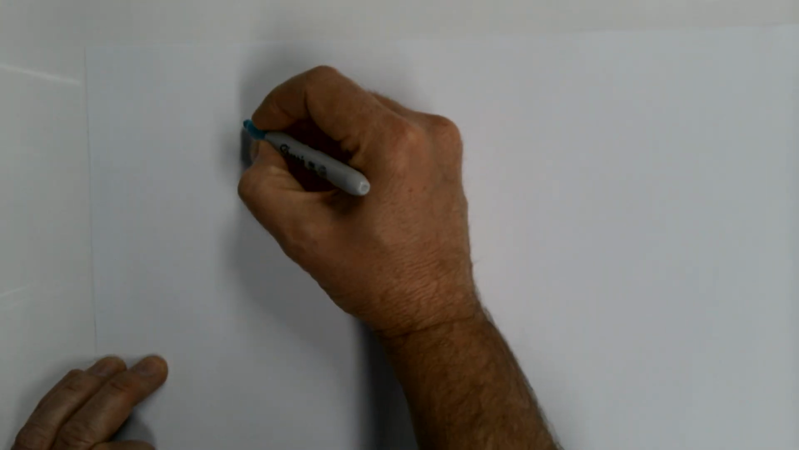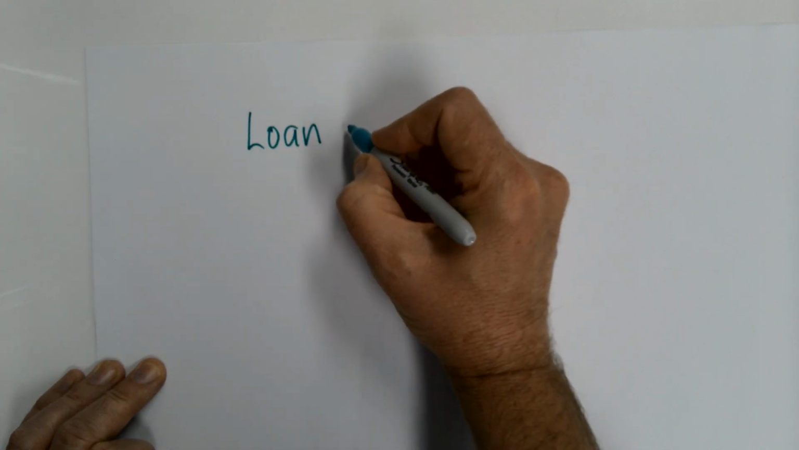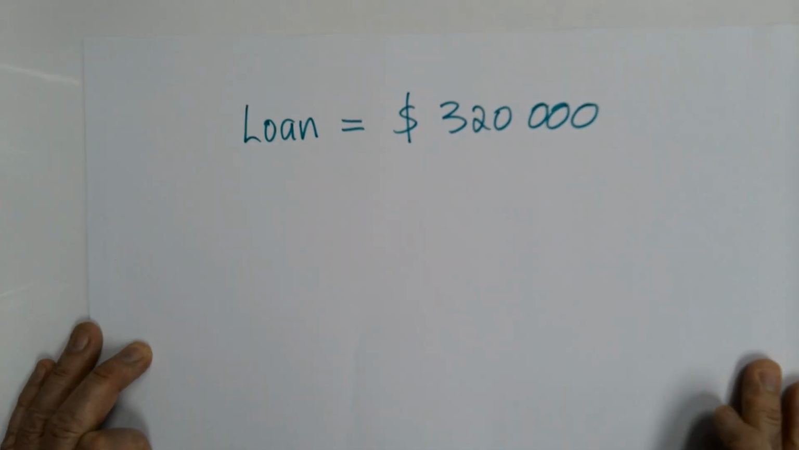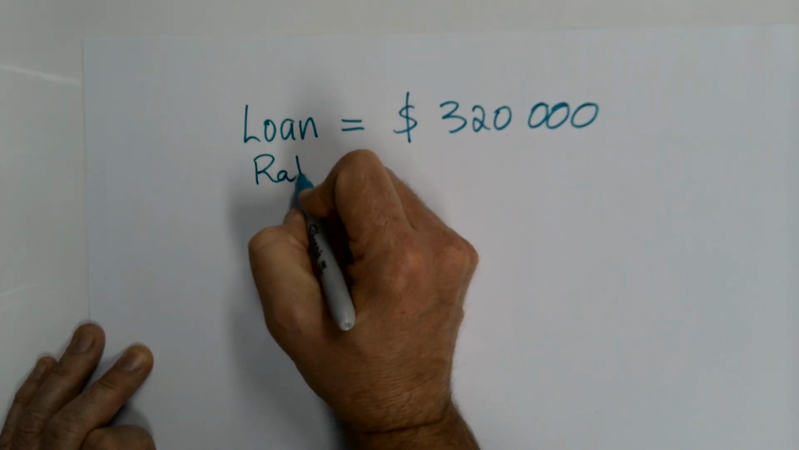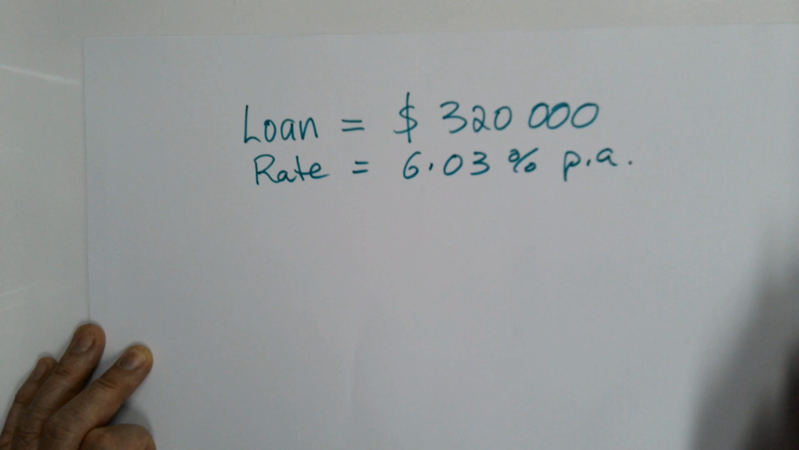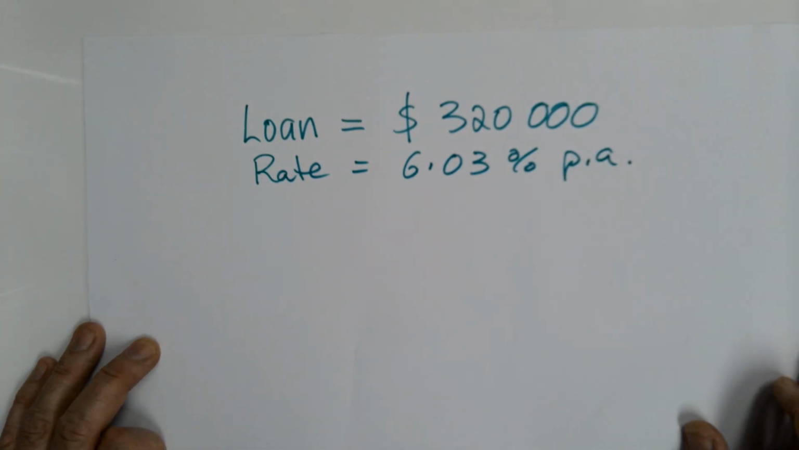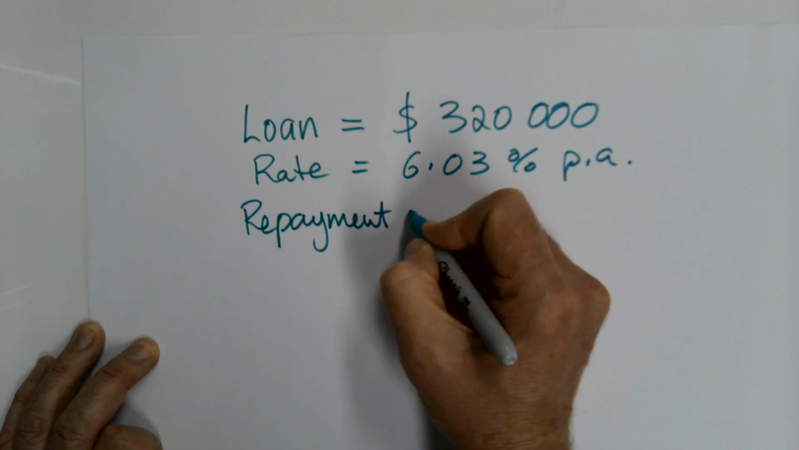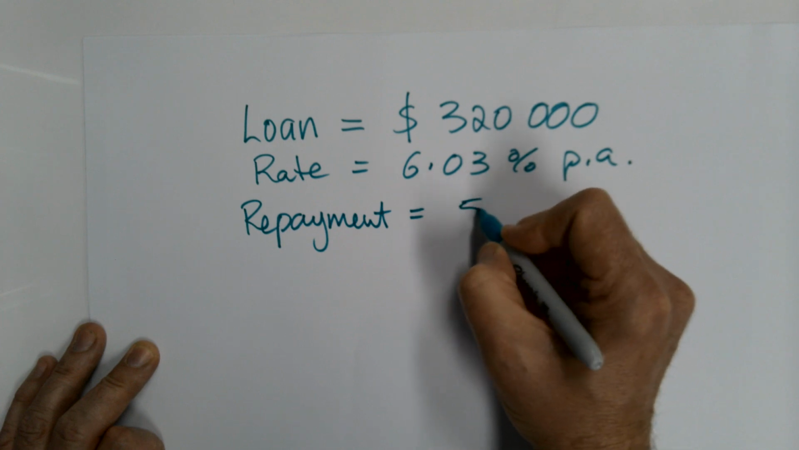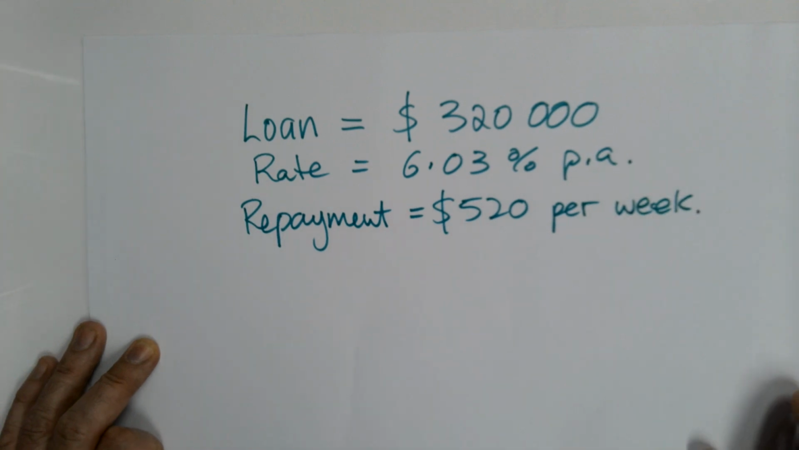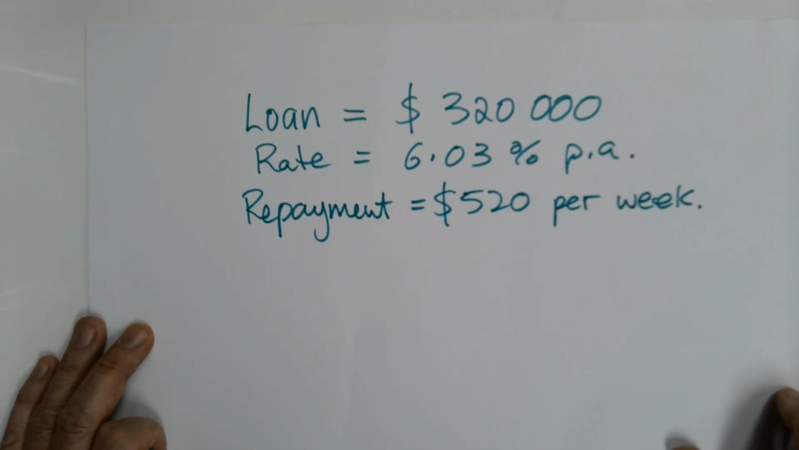So let's say I've got a loan. Let's say I'm borrowing $320,000. The bank rate, let's say it's 6.03% per annum. Then let's say the repayment, I sign up to make a repayment of $520. I'm going to go per week. So let's say I've agreed to do per week.